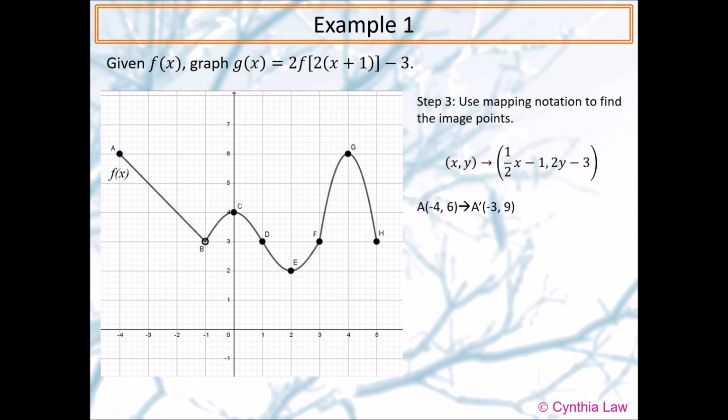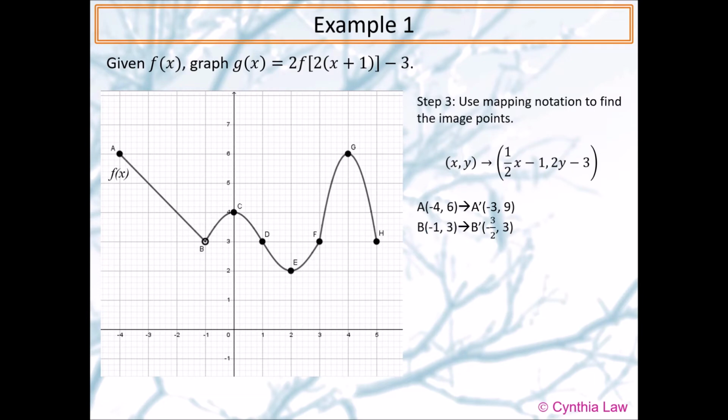Point A, we started with (-4, 6). So we take the x-coordinate, which is -4. We multiply it by 1/2, which means we have -2. And then -2 subtract 1 gives us -3. That's our x-coordinate of the image point. For the y-coordinate, we take 6, multiplied by 2, which means we have 12, subtracted by 3, so we have 9 as the y-coordinate of the image point.